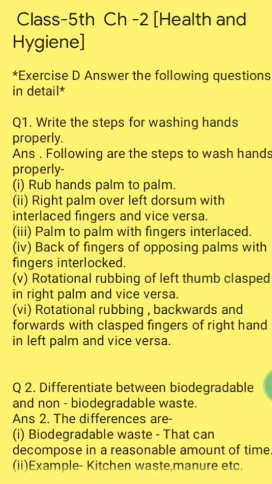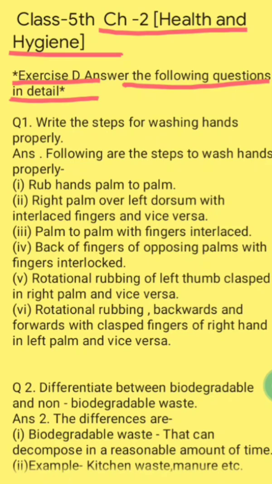So, as we have completed exercise C of chapter number 2, that is health and hygiene, and exercise C is short question answers. Today we'll do exercise D, that is answer the following question in details. So, these are your long question answers. Okay, students. The question number 1 is write the steps for washing hands properly. In this question, you have to write the steps that you should follow while washing your hands.